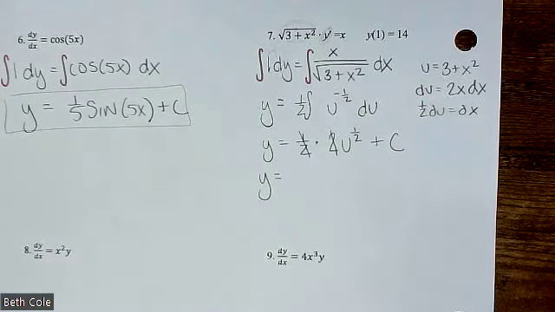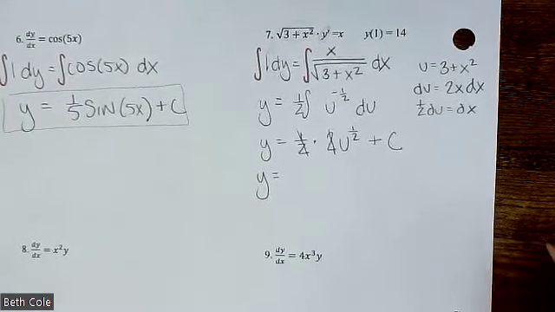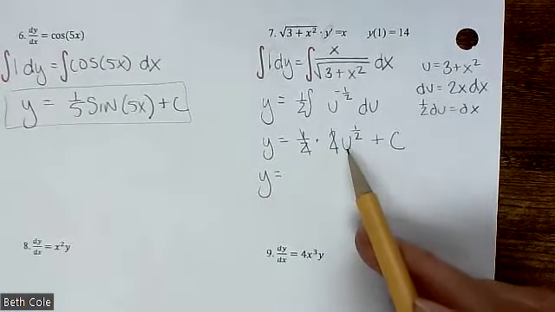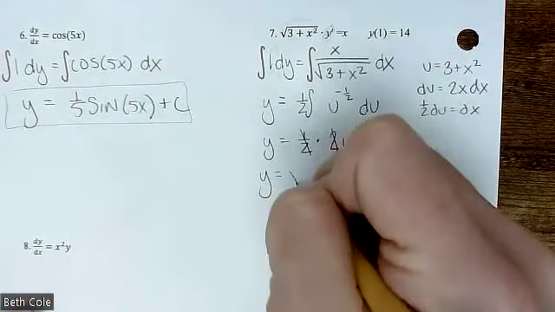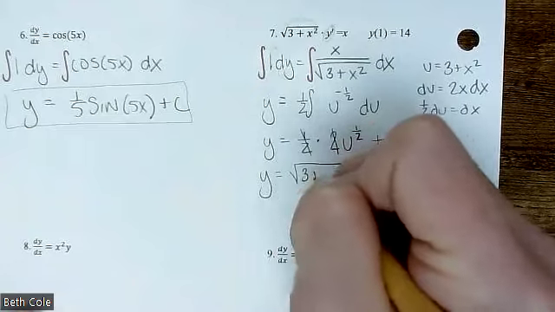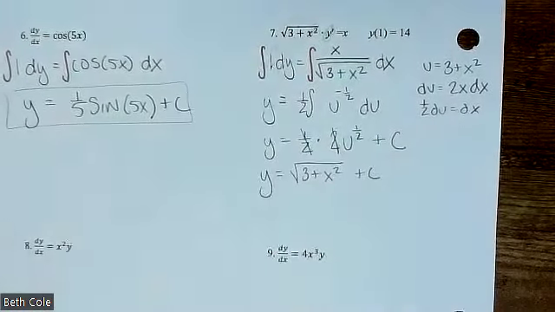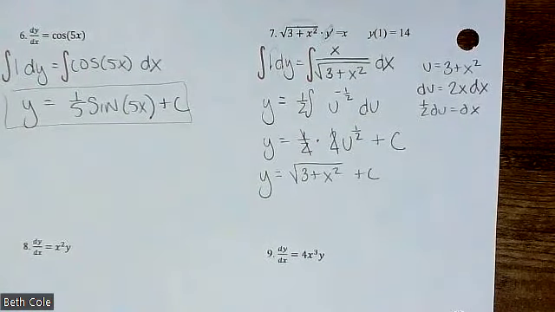I apologize. All right. What was u? 3 plus x squared. So, and 1/2 means square root. I would just go ahead and write it as square root 3 plus x squared plus c. Now we aren't done. We would be, except what? You have an initial condition, so you have to figure out what c actually is. We're going to get one particular answer instead of an infinite number of answers.